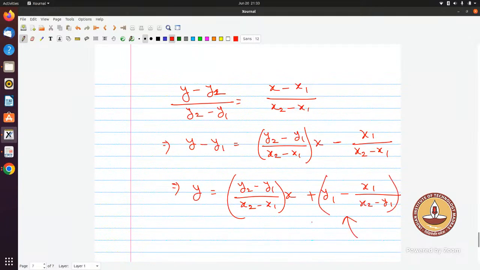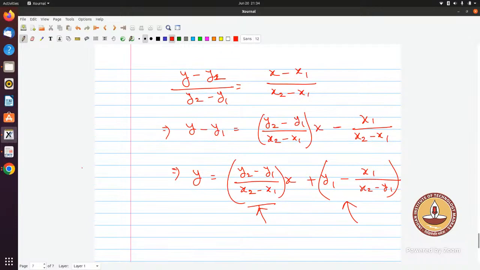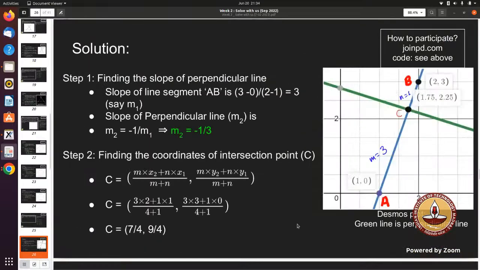Now this one is your y-intercept and this is your slope. So all the forms we can eventually take to y equal to mx plus c and calculate it. So for this problem, as I was saying, first calculate the slope of AB, the straight line passing through AB. The slope is basically 3 if we calculate it.